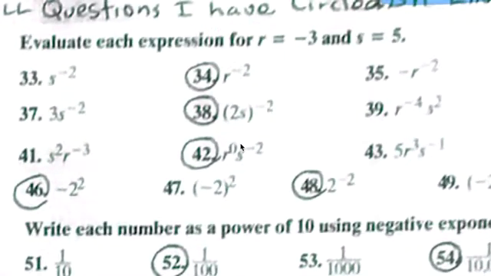34. Okay, well, r is negative 3. So this is 1 over r squared, and r is negative 3, so 1 over negative 3 squared, which is 1 over 9. Okay, the answer is 1 over 9.